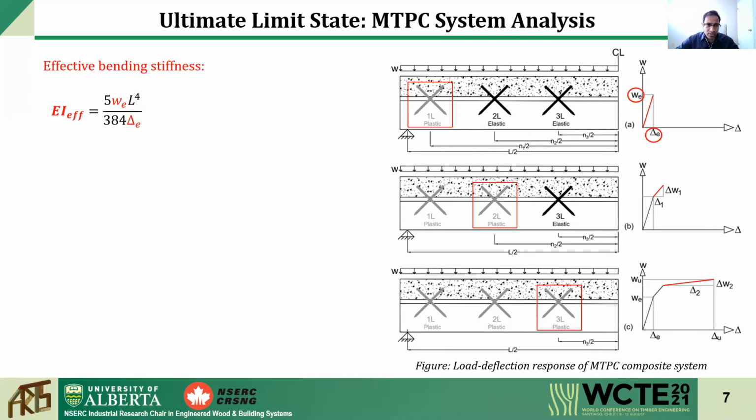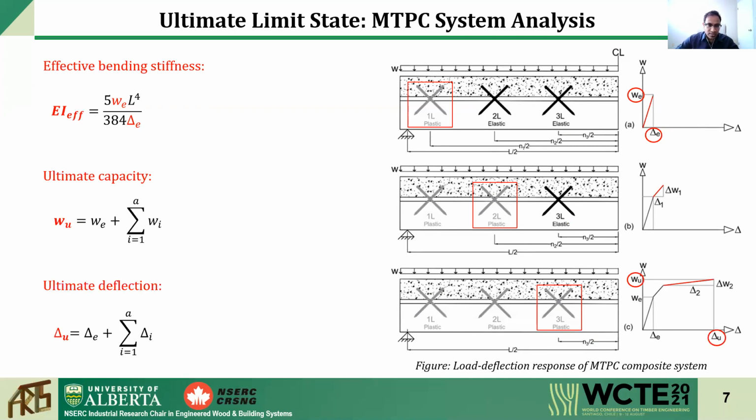So from the first slope, we can calculate the effective bending stiffness of the system, where del E, which is the midspan deflection, can be calculated from the previous slide. And after adding all the loads, after the yielding of all the connectors, we can calculate the ultimate capacity of the system. Similarly, the ultimate deflection of the system, after adding the displacement after yielding all the connectors.